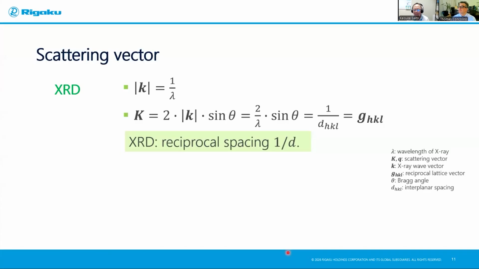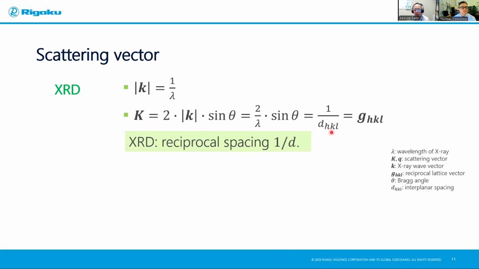Then I discussed reciprocal space, and we introduced the wave vector, which is small k, defined by 1 over lambda, where lambda is the X-ray wavelength. And we also defined the scattering vector, large K. In the Q space, or reciprocal space, the Bragg equation was written by this formula, which is 1 over d.